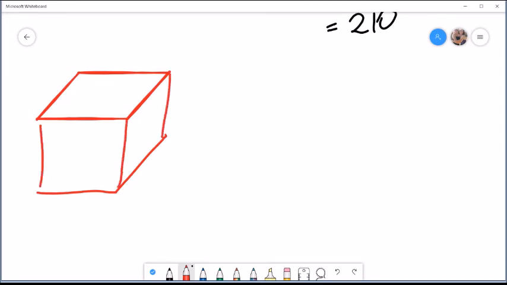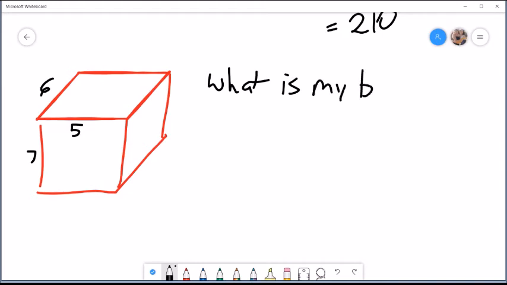So here's my rectangular prism, and let's give it some dimensions. Let's give it dimensions of 5, 6, and 7. So when you are doing something with a rectangular prism, first you have to pick what is the base. And that's because any of the rectangles can be the base as long as you are consistent. I'm going to pick this as my base because it's a rectangle and I like to look at the top and the bottom as bases.